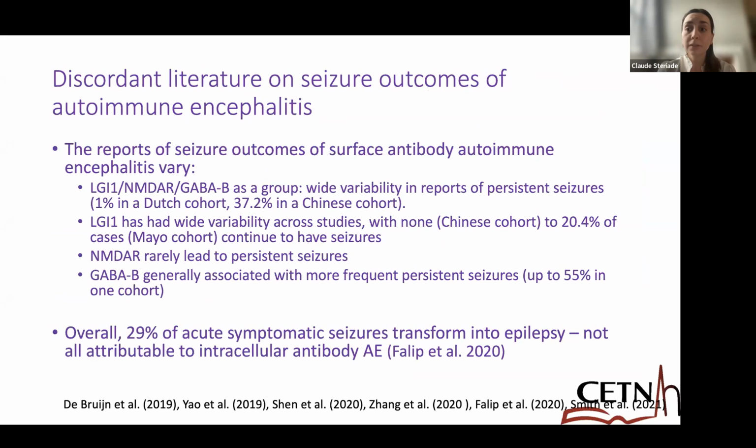Now, talking a little bit about autoimmune encephalitis and how patients do in the long run in terms of seizures, because these are patients that show up to our clinics a lot, and they're often asking, well, what's going to happen to me? Am I going to continue to have seizures? What can I expect? Well, there's kind of a discordant literature on that topic.